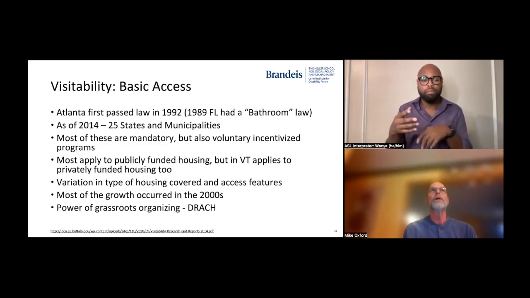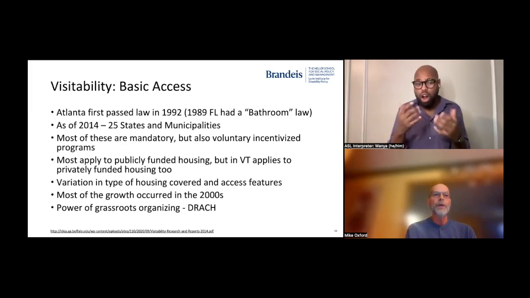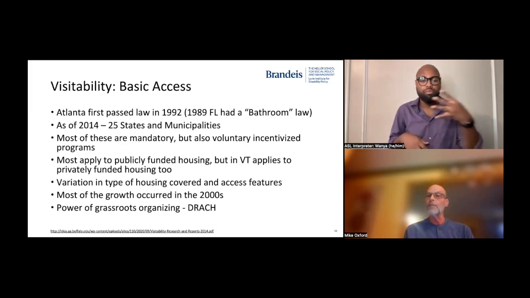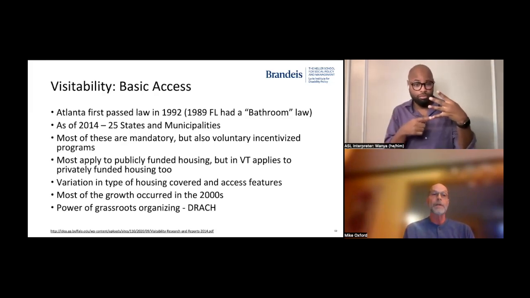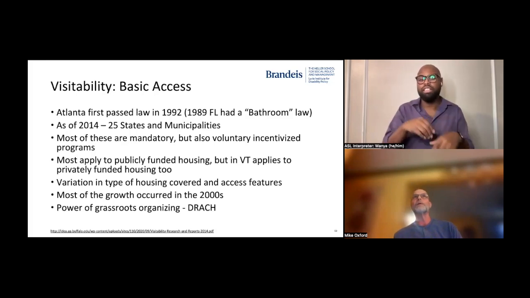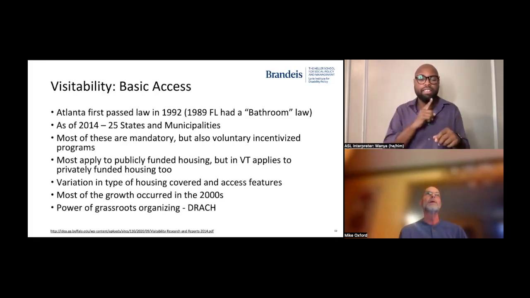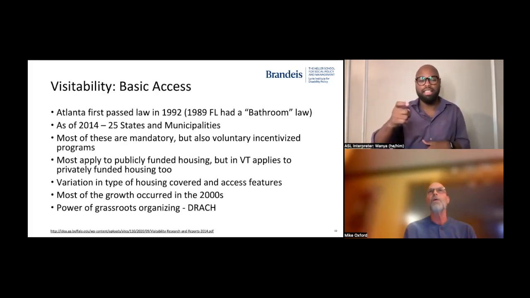There's one in Irvine, California that has like 33 options you can pick from, and you can pick none, or you can pick what you want and go from there as a voluntary option. Most apply only to publicly funded housing, but in Vermont, it applies to all housing. Again, the type of housing covered and the access features vary widely in terms of what visitability means. For example, in Kansas, visitability covers single family housing, duplexes, and triplexes. But the Texas law only covers single family housing, and so on.